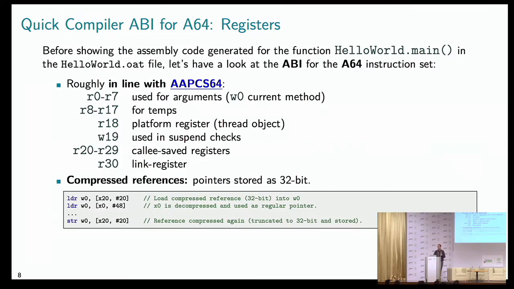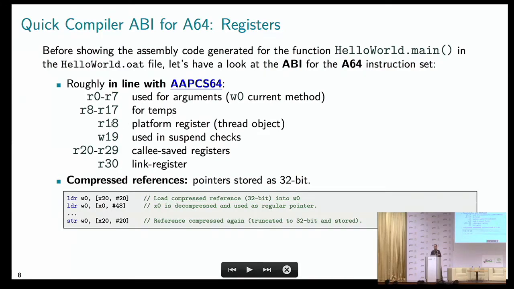Here, basically, I'm showing you how the quick compiler uses the core registers. You have a table, and the way we are using registers in the quick compiler is very similar to the ARM procedure call standard for 64 bits. In particular, the first 8 core registers are used to pass arguments to the methods. W0 is typically used to pass a structure which describes the method which is being executed at the moment. If you have more arguments, you would obviously put them into the stack. Then the registers from 8 to 17 are used to hold temporary values.